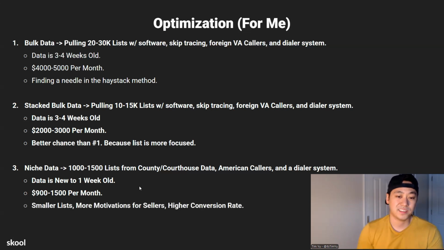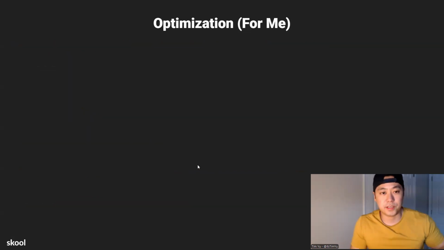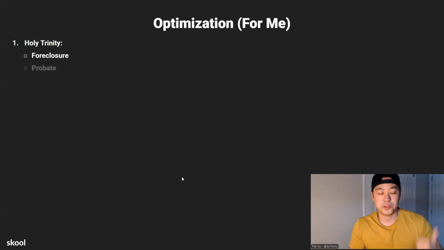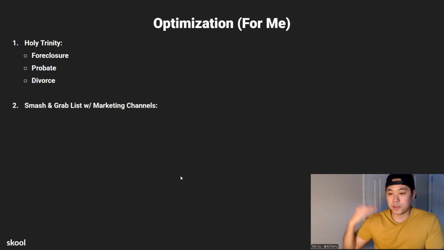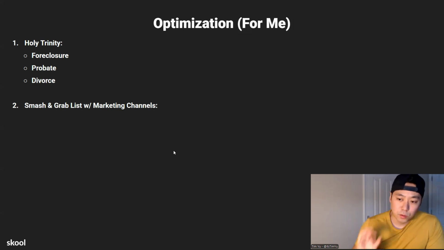And last but not least, like I briefly talked about before, it's a smaller list, more motivation for the seller, which equals a higher conversion rate when you're calling these sellers. All right, the Holy Trinity for marketing right here for us: foreclosures, probate, and divorces. These are super, super niche, a lot of distress, a lot of motivation. We are going to smash and grab this list. We're going to hit it with multiple marketing channels because remember, this is a small list, right? So we want to maximize reach.